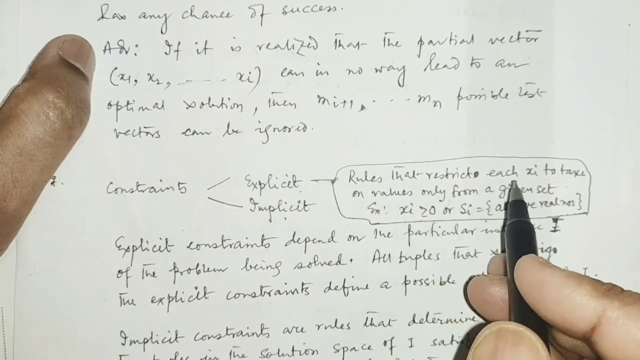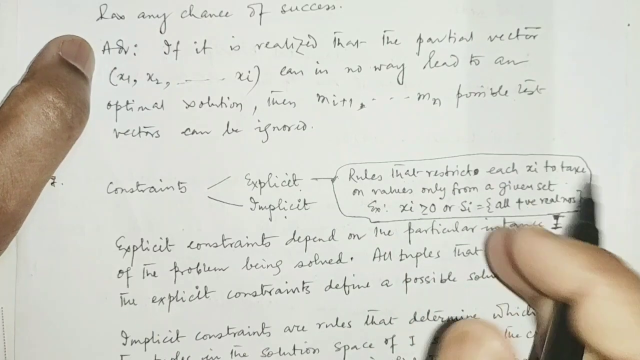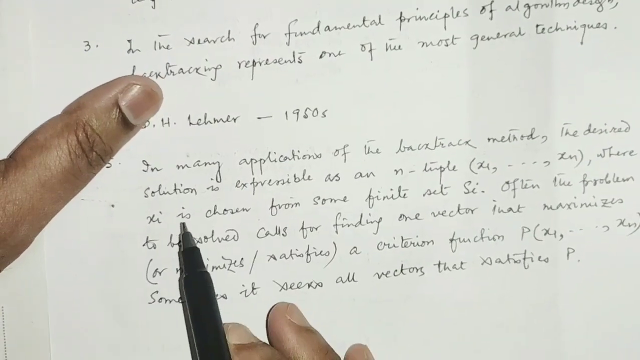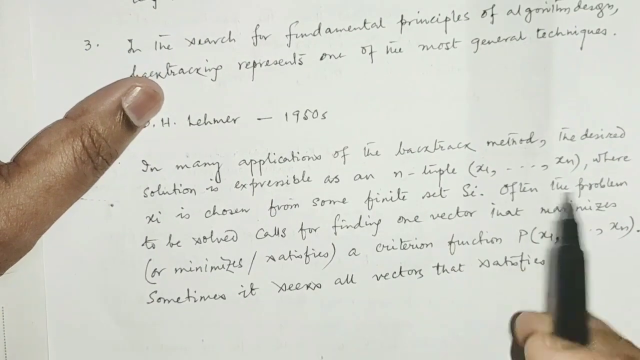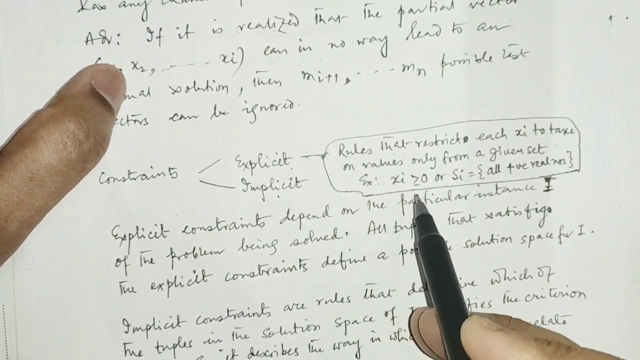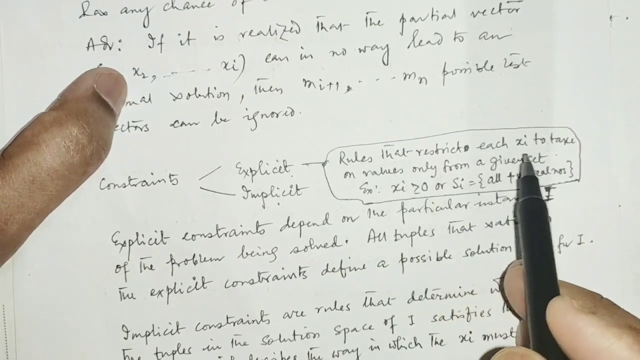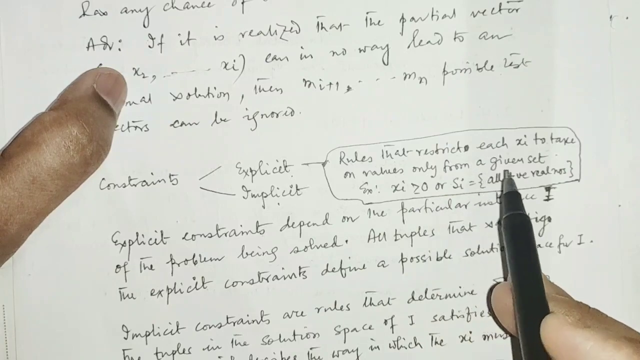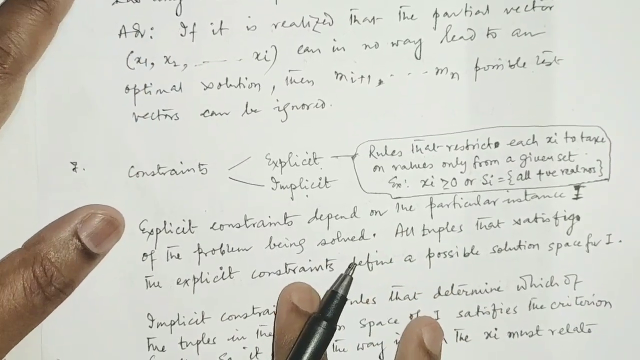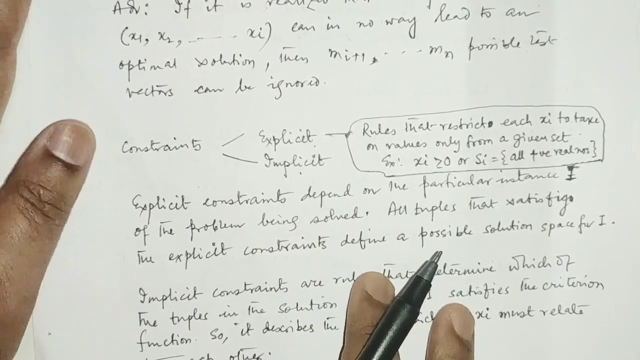So the rules that restrict each xi to take on values only from a given set. Because in our discussion I told you that xi is chosen from a finite set si. So this is about xi, where xi is defined as greater than or equal to 0. So the set is all positive real numbers. So rules that restrict each xi to take on values only from a given set. I will definitely come with problems where you can easily understand what the explicit and implicit constants are, and you can calculate it from there.